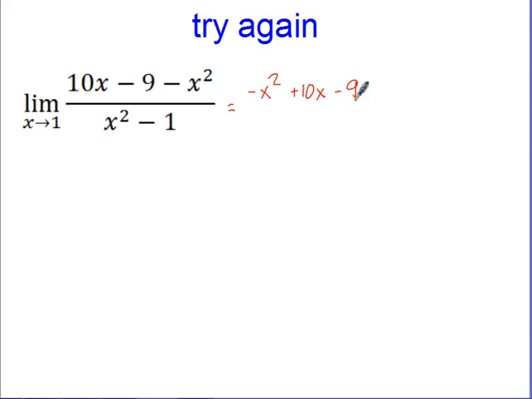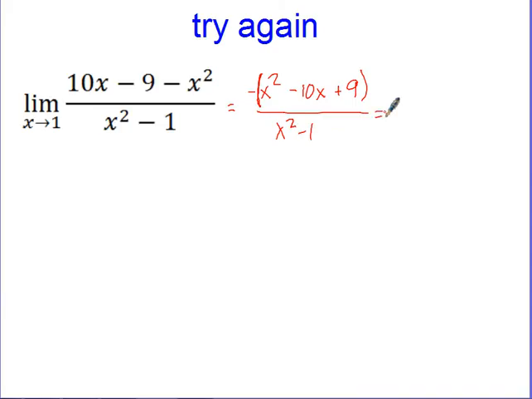But also I could do something else. Take out a negative. So if I take out a negative, that becomes a positive x squared. This becomes a negative 10, and this becomes a positive 9. Okay, and then on the bottom it's still x squared minus 1. And you guys are correct. I am going to factor.